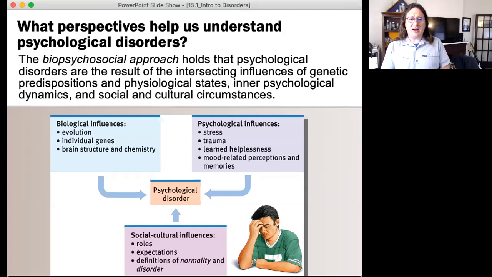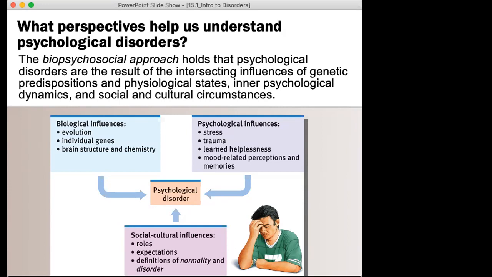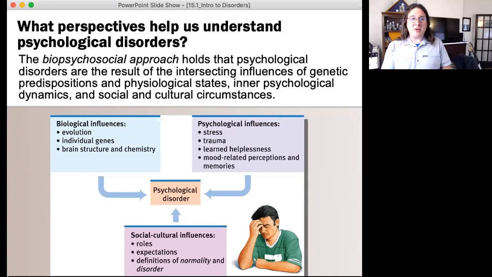Are they held at oftentimes a higher standard than their peers? Athletes? Yeah, definitely. Yeah, absolutely. Not only in academic settings, but in competitive settings as well. So there are expectations that could contribute to psychological disorders.